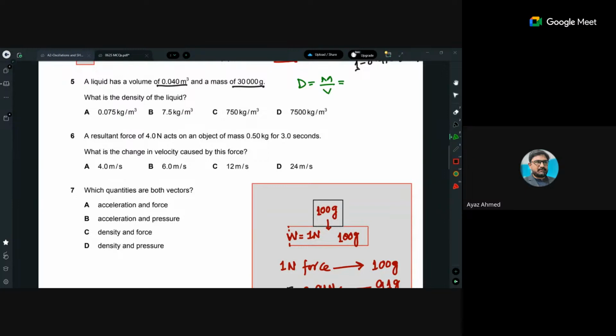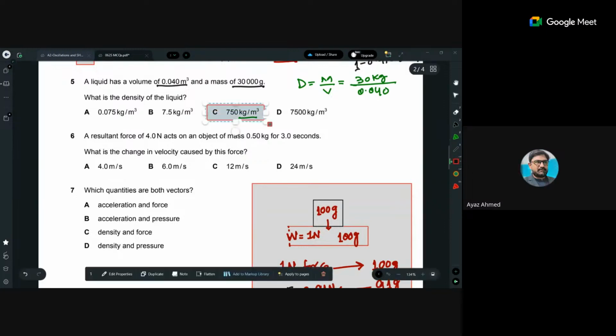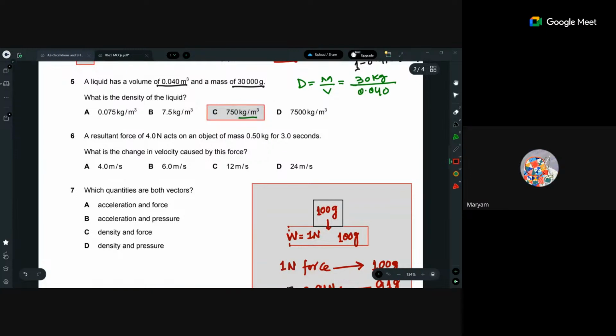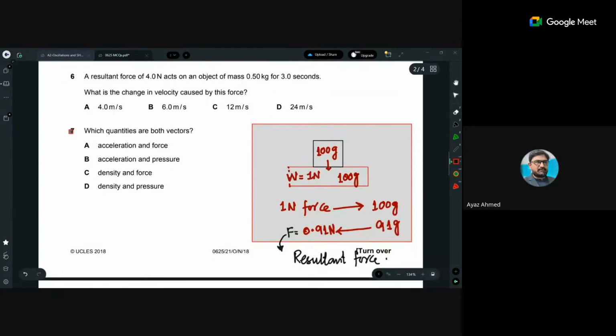Look at your unit: it is kg per meter cubed. So you have to convert 3000 grams, and you will get 30 kg. And your value of volume is 0.040. So just solve it. What would you get? 750. Yes. So was it correct? Yes sir. Very good.